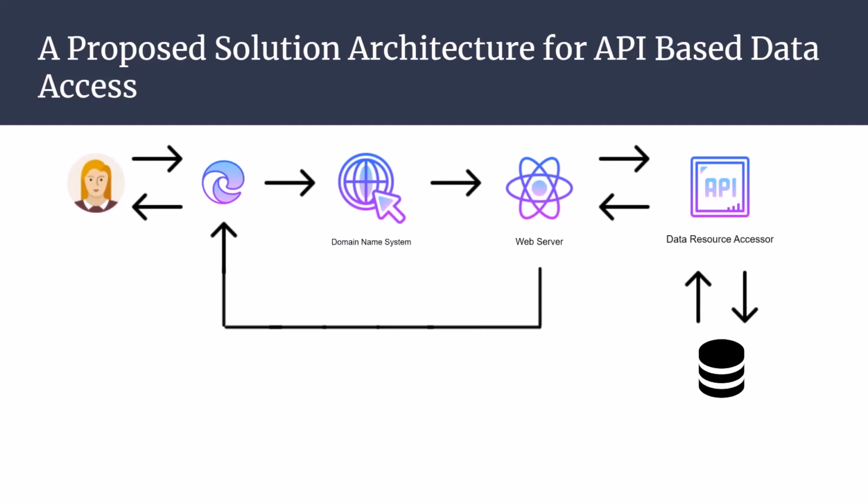This separation is an enabler for scaling system parts separately. In case we have a network congestion at the level of the web server, we can introduce another instance of a web server and route traffic to it. And exactly in the same manner, if our data resource accessor is having trouble handling all the requests to it, we can introduce an additional instance of it to the system and have it share the load.